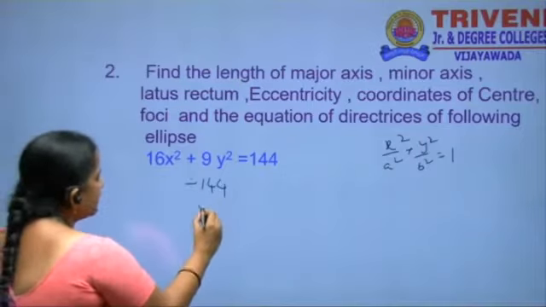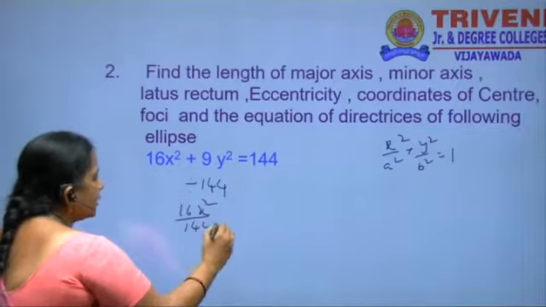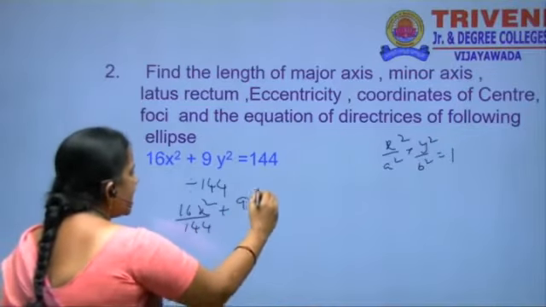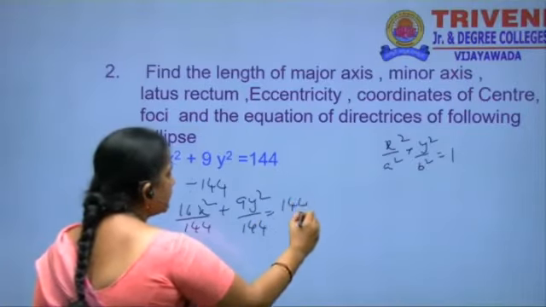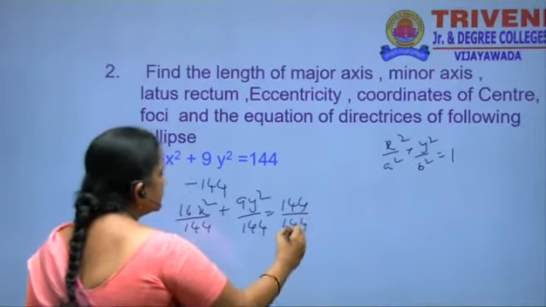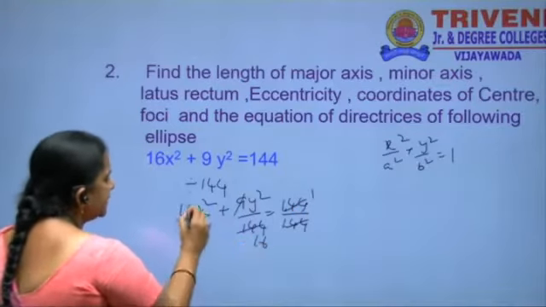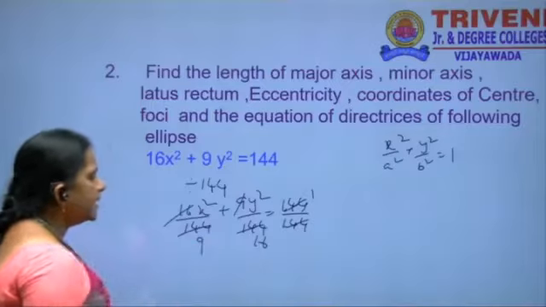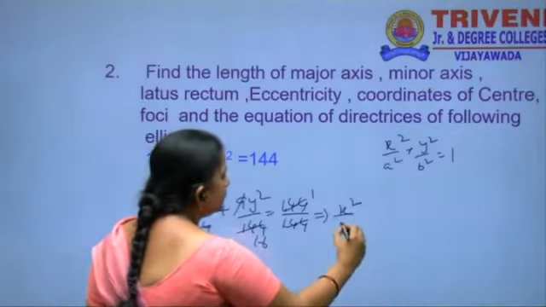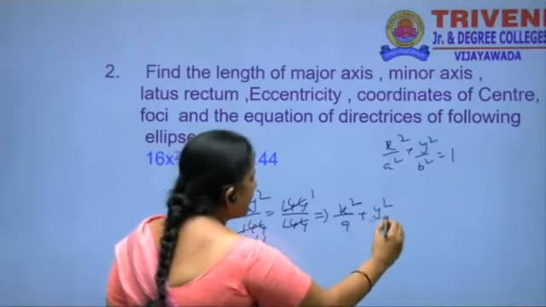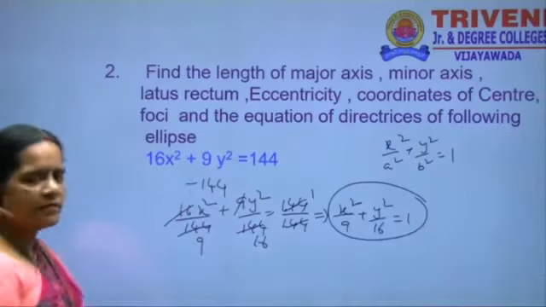Divided by 144 here: 16x square by 144 plus 9y square by 144 is 144 by 144, which is 1. 9 will cancel 16 times, 16 will cancel 9 times. In total, the ellipse form is x square by 9 plus y square by 16 is equal to 1. This is the standard form of the ellipse.